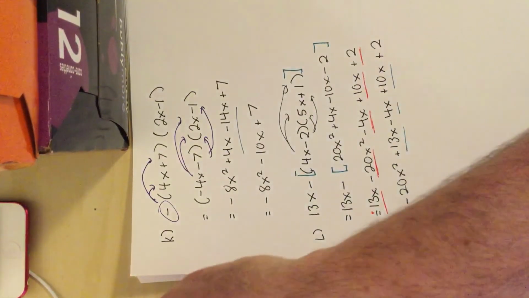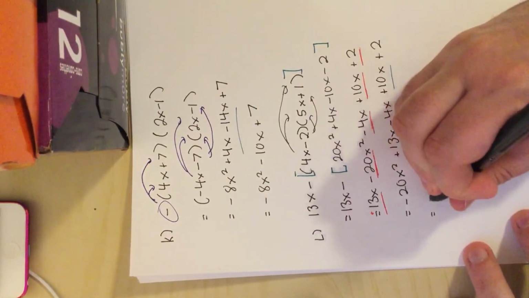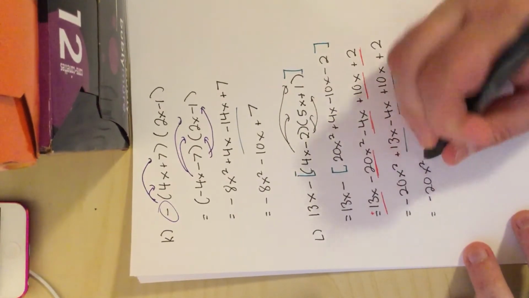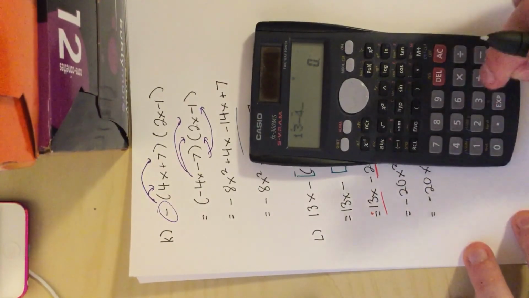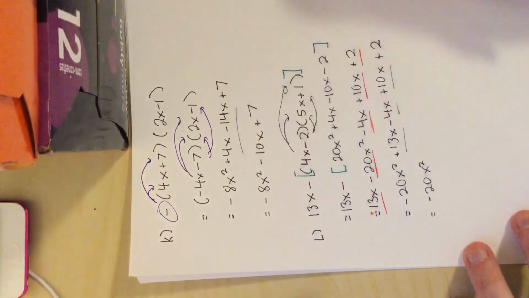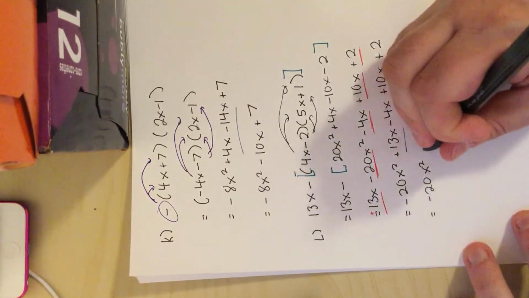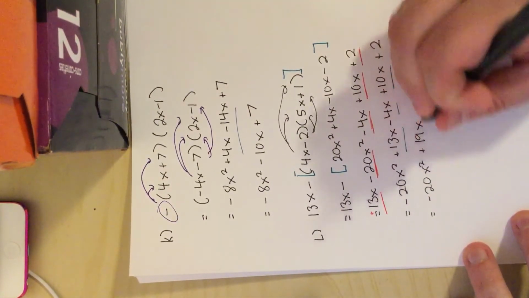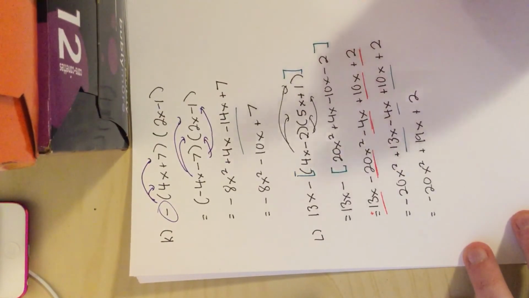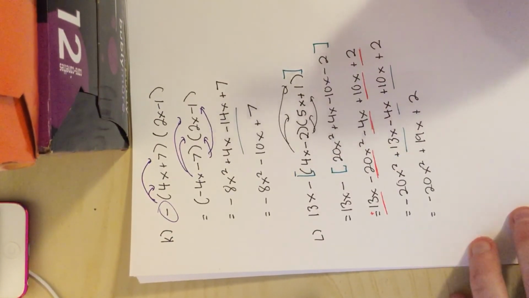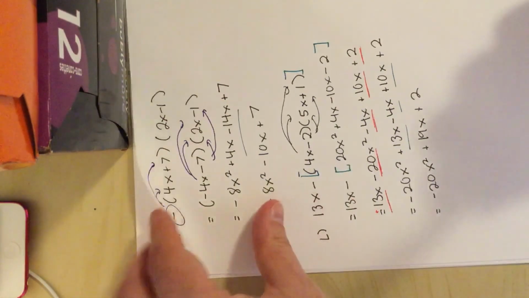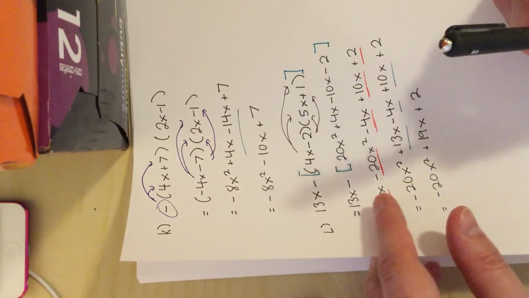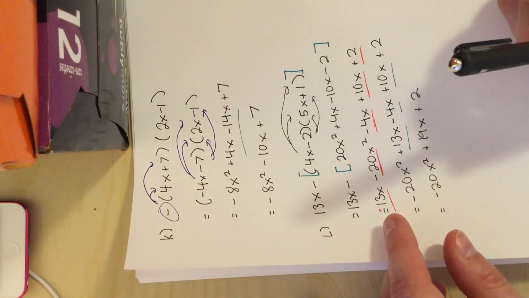They all have a single x. So this becomes minus 20x squared, 13 minus 4 plus 10 is 19. Plus 19x plus 2. And that is the answer to that one. We'll stop there.